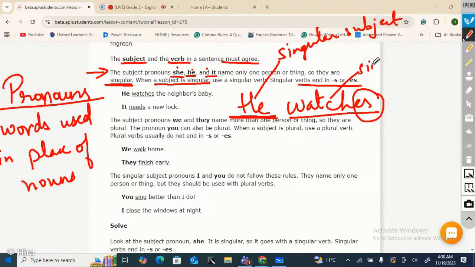This one, watches, is a singular verb, ends in es. Same case, same rule, subject verb must agree. Subject verb must agree. Singular subject takes a singular verb.